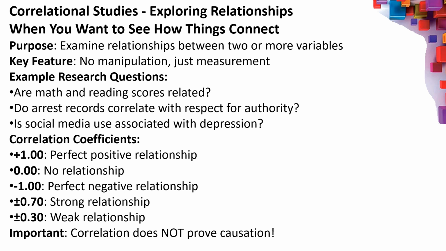Correlational studies are perfect for exploring how variables relate to each other. You might find that students with higher math scores also have higher reading scores, positive correlation. Or you might find more TV watching is associated with lower grades, negative correlation. The correlation coefficient tells you both the strength and direction of relationships. But remember, correlation doesn't prove causation. High math and reading scores might both be caused by a third factor, like family income.